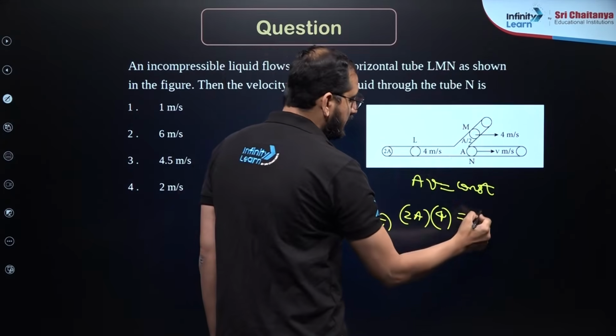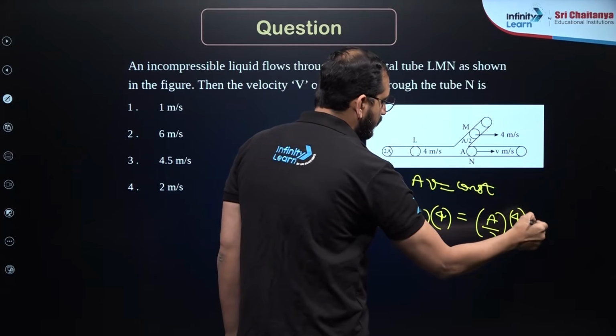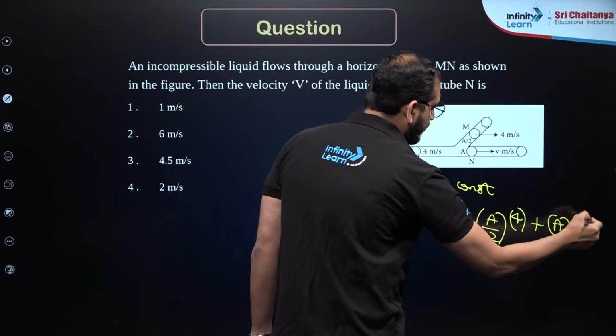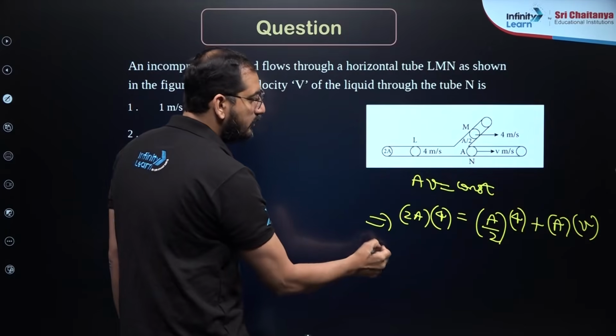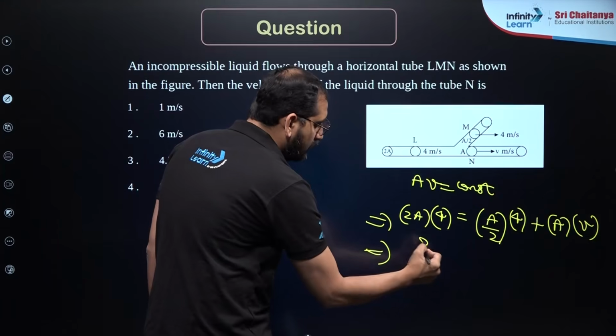In the first part, I need to take area as A by 2 and the speed is 4. And in the second part, I need to take area as A and the velocity is V, which is unknown, which I want to calculate, right? So 4 into 2 will come out to be 8.